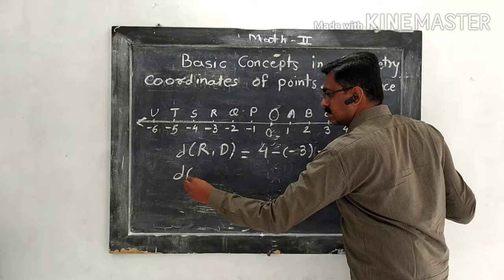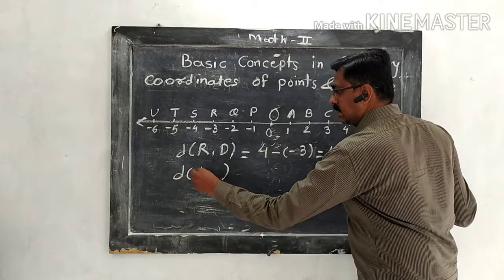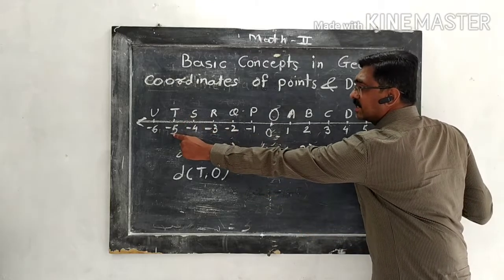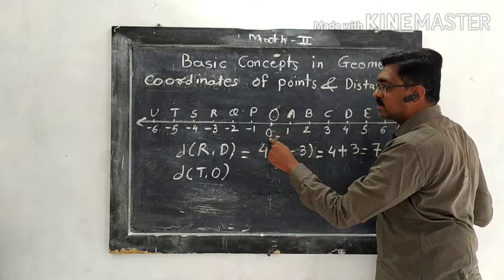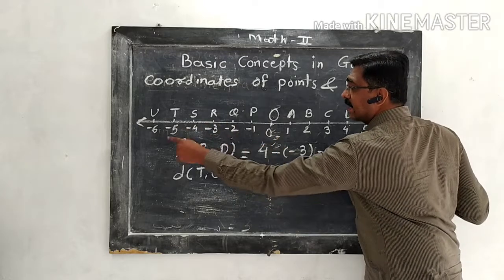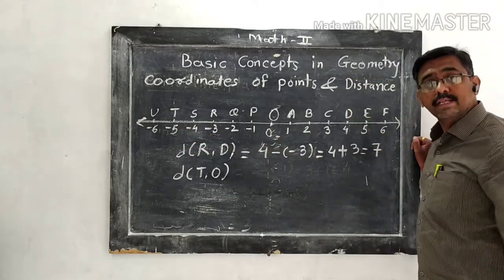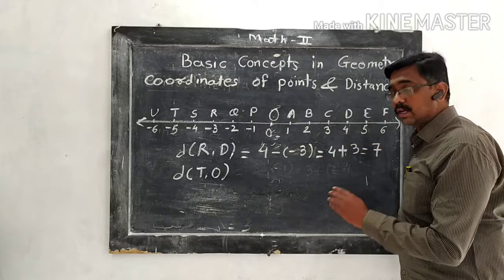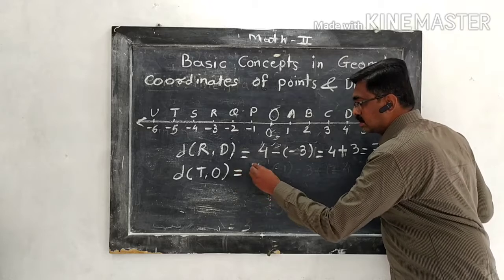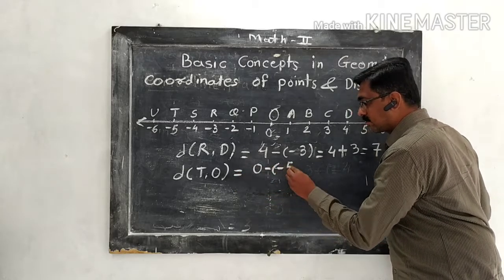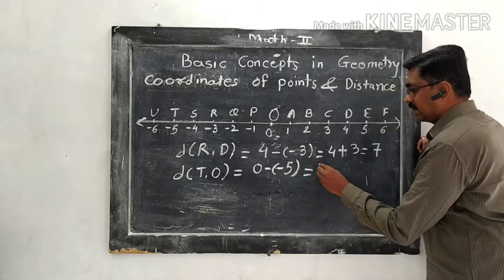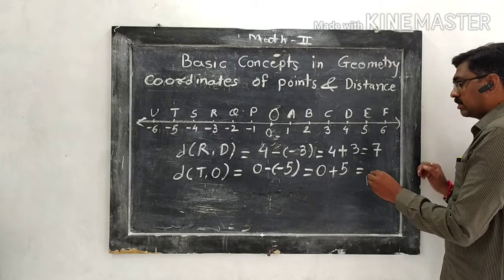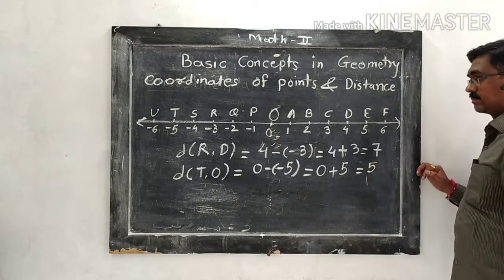Now the distance TO. Now the coordinate of point T is -5 and that of O is 0. Now 0 is greater than -5. So what we have to do? Subtracting the smaller coordinate from bigger coordinate. So 0 minus (-5). Now it is 0 minus, it is again plus. 0 plus 5. So 0 plus 5, that is 5.